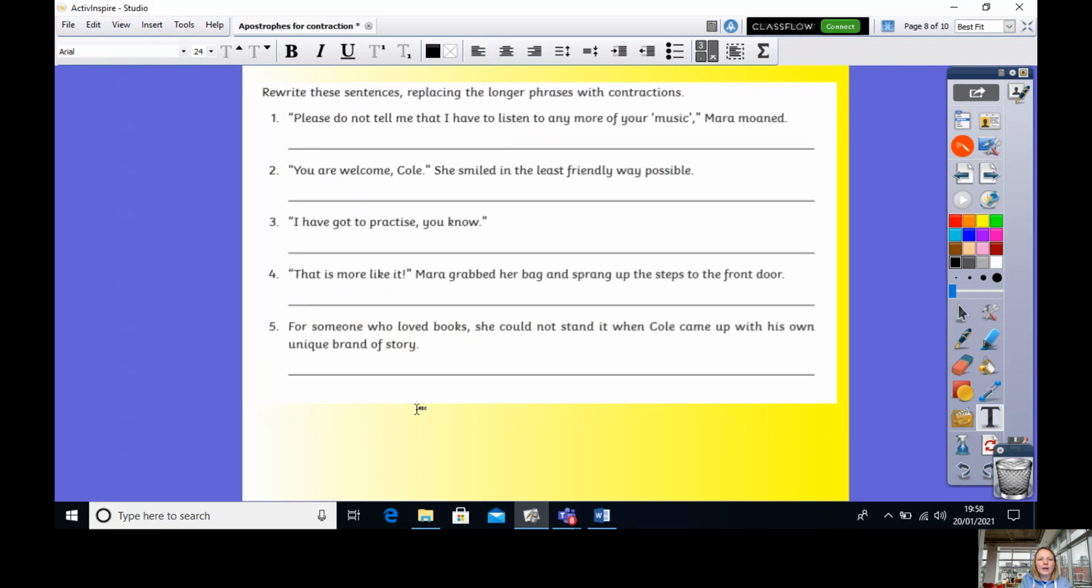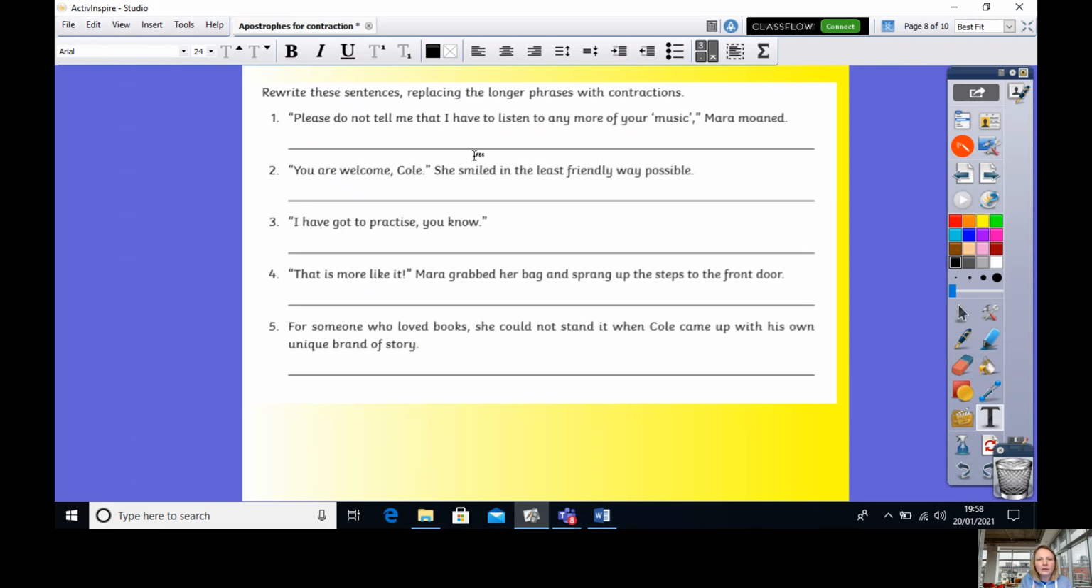Okay, welcome back. Hope you're doing okay with that. Now, these first 3 sentences are going to be super easy for you because we've just looked at them in the first activity. The activity now is to rewrite these sentences, replacing the longer phrases with contractions. So again, this is on your worksheet on Teams or the website. If you're writing them out in your book, you don't need to write the first version, just the contracted version into a sentence.